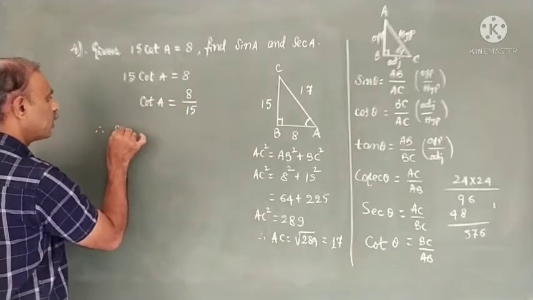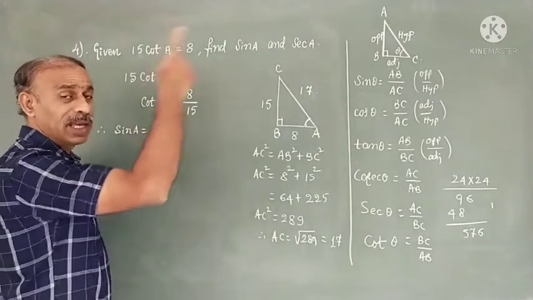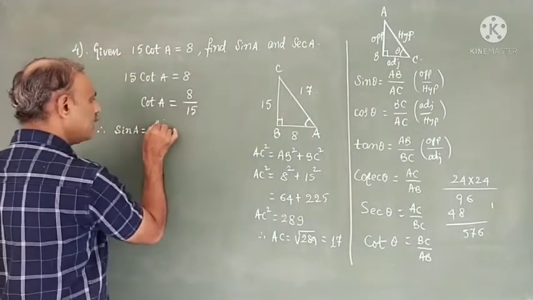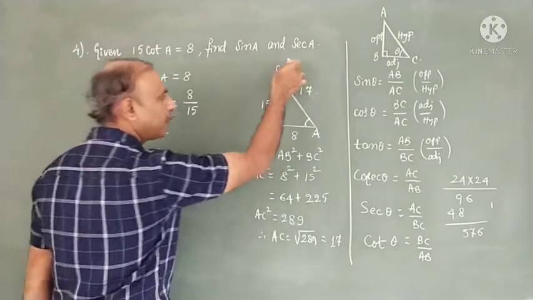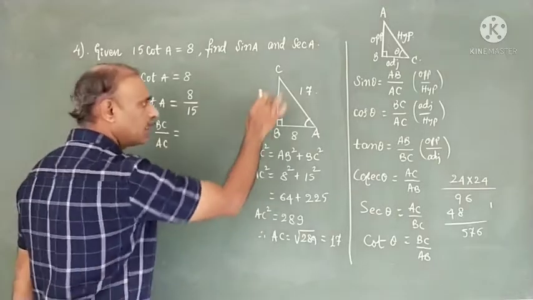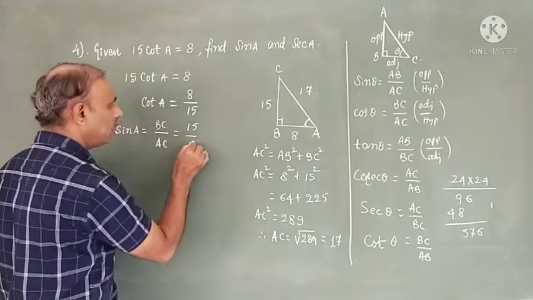Therefore we need to find sin A. Sin A is equal to what? Opposite by hypotenuse. With respect to A, opposite means BC by hypotenuse AC. What is BC? 15 divided by 17.